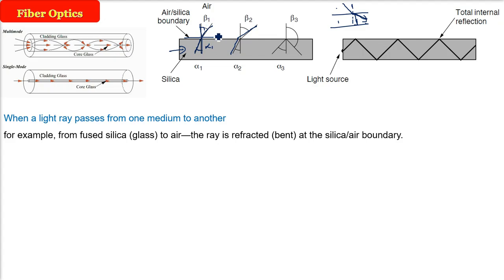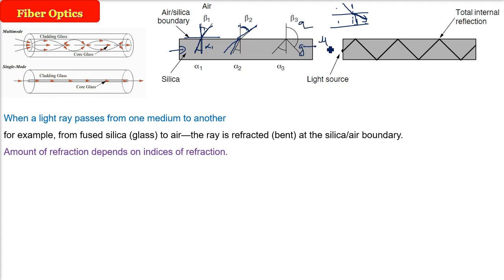So beta 1 is higher than alpha 1. In a similar case, if we increase alpha 2, beta 2 will again increase, again bend. So the amount of this refraction totally depends on the medium. So you can call it the refractive index, the mu.